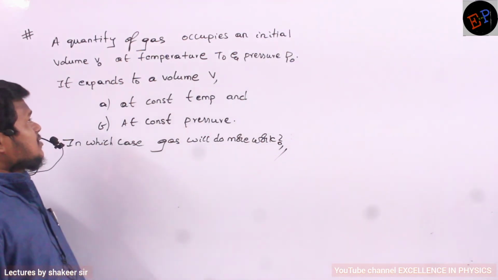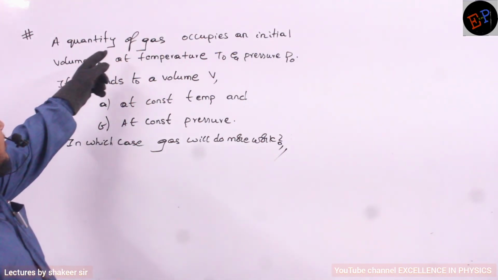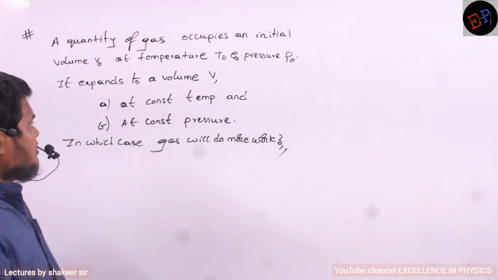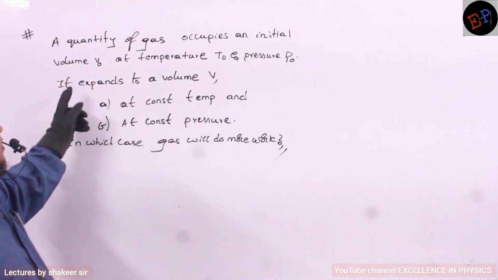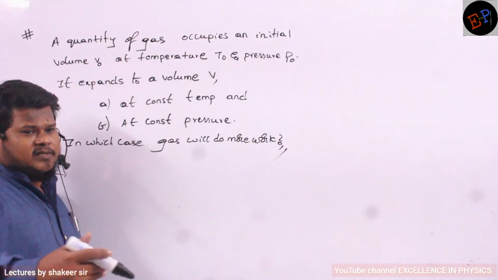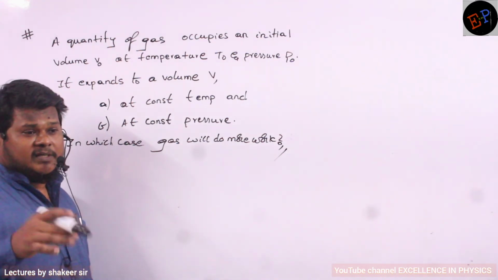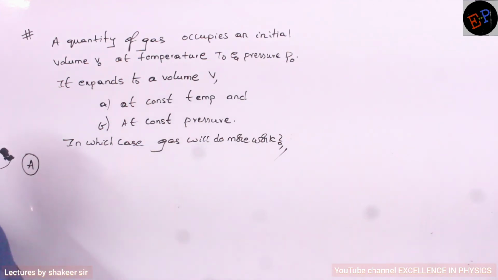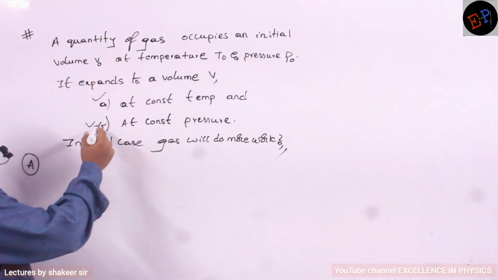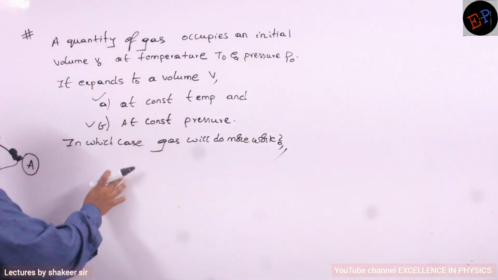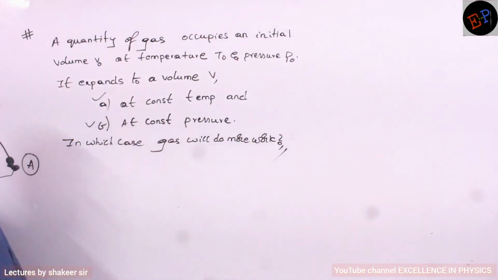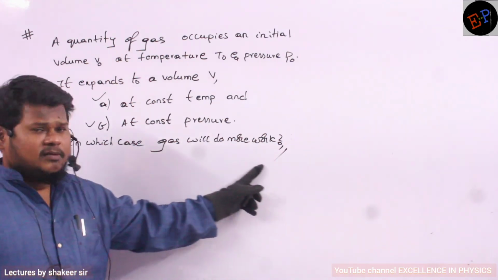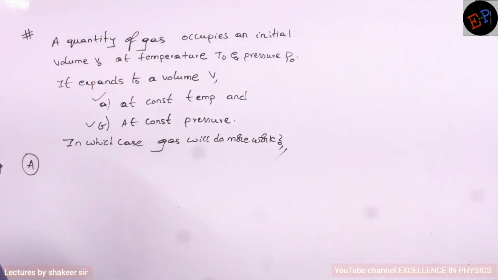So what is the question? A quantity of gas occupies initial volume V naught, initial temperature T naught, and initial pressure P naught. It expands to a volume V. So expansion is happening, which means work done by the gas will definitely be positive. The expansion happens in two conditions: constant temperature, which is an isothermal process, and constant pressure, which is an isobaric process. In which condition will the gas do more work? That I want to calculate.